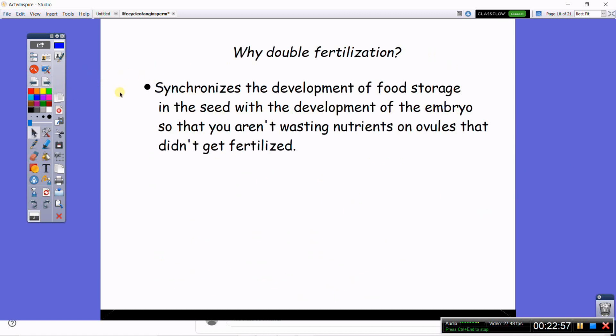Okay, why double fertilization? Why is this such a big deal? Because it basically ensures that you're not going to waste energy making nutrients if there's no embryo to nourish. So if fertilization doesn't occur, you're not going to make that endosperm. That's basically what this is saying.